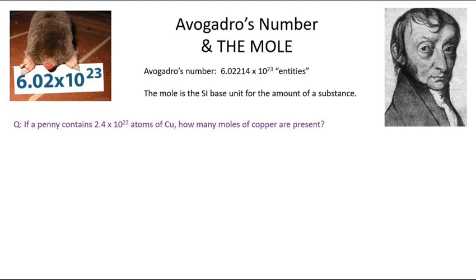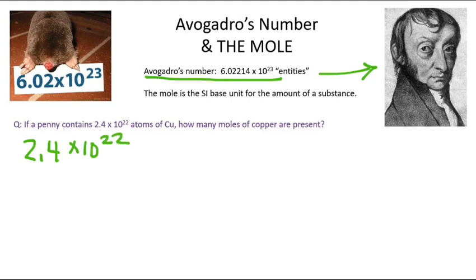So this number is referred to as Avogadro's number, so named for the scientist depicted here. So just as a dozen eggs is 12 eggs, a mole of eggs is 6.022 times 10 to the 23rd eggs. Let's practice the concept right away. If a penny contains 2.4 times 10 to the 22 atoms of copper, how many moles of copper are in there? Well, let's convert between atoms of copper and moles.